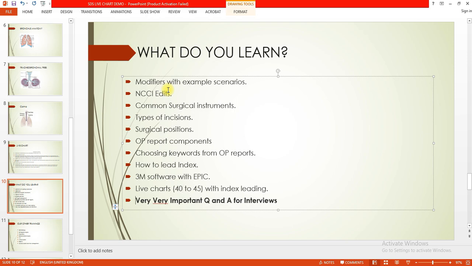Next, at last, we are going to learn very important Q&A for interviews. So far I have taught nearly 100 plus students. Whoever goes to an interview, they will ask me the questions and answers. I have noted down all those questions and created the answers for them. Those are the most common interview questions for ambulatory surgery interviews. You will learn those during our training. So that is what you will learn here.